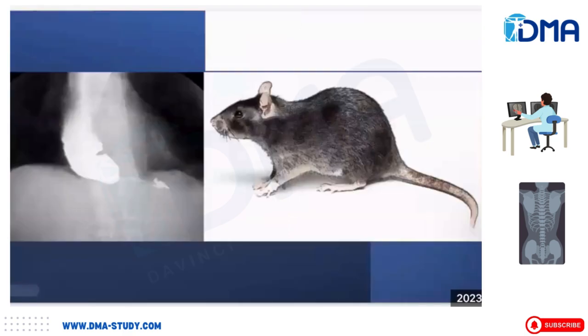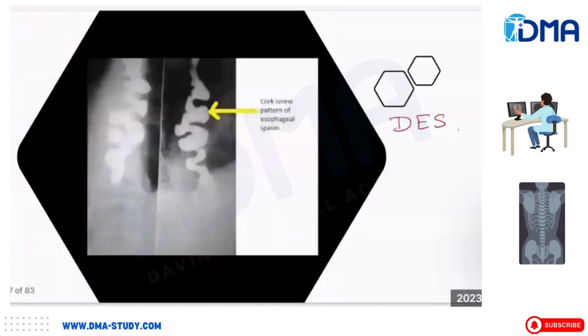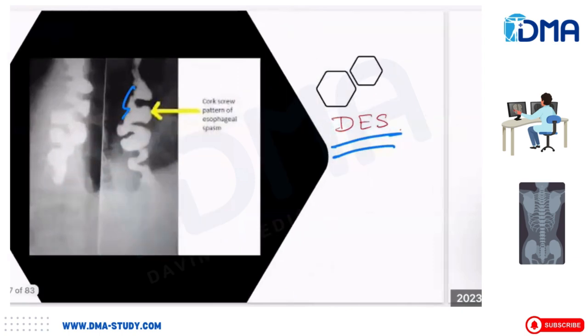What is this rat tail sign in the esophagus? Seen in CA esophagus. Then corkscrew sign of the esophagus. What is this? Diffuse esophageal spasm. Exactly. Diffuse esophageal spasm.